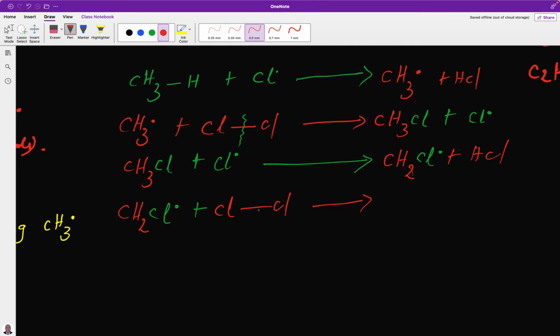Now, what did I say? Homolytic fission, continuous homolytic fission. Now, there is a homolytic fission here. When there is homolytic fission here, one chlorine goes with a single electron and this other one goes with another single electron. One of these single electrons will combine with this other chlorine atom to form a double electron and a bond will be formed here. So, it will be CH2Cl2. CH2Cl2 is formed.